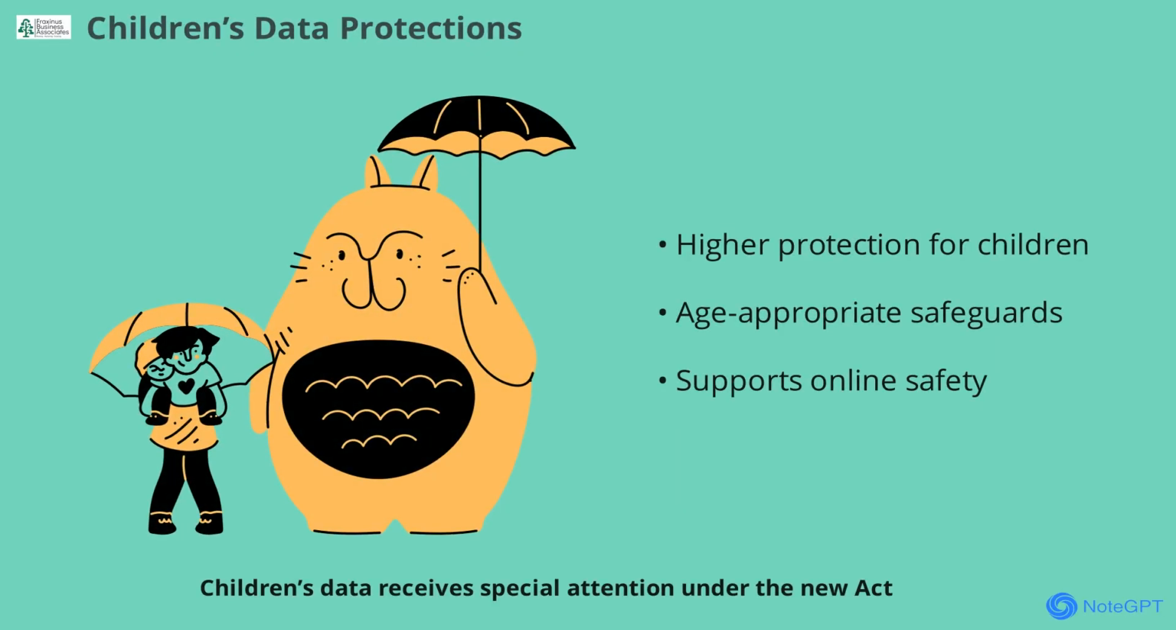Children's data receives special attention under the new Act. Companies offering online services likely to be accessed by children must consider children's higher protection matters. This means thinking about how to protect and support young users, recognizing that children may not fully understand data risks, and adapting protections based on age and development. These requirements strengthen the existing Age-Appropriate Design Code and ensure that children's privacy is a top priority for online services.